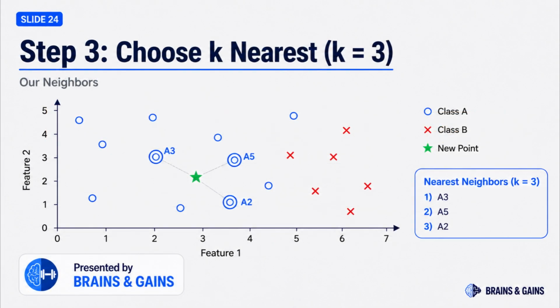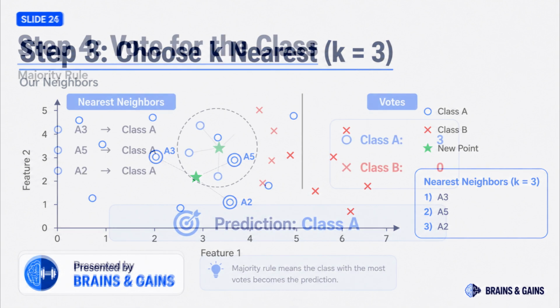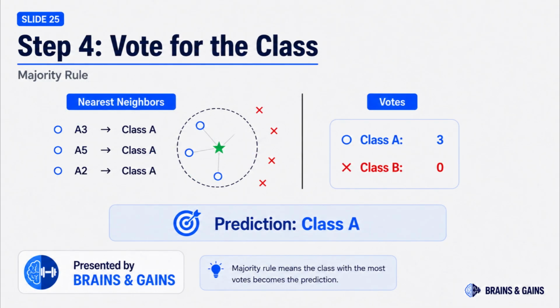The 3 nearest neighbors are A3, A5, and A2. All 3 belong to class A, so these are the observations that will determine the final classification. Now the neighbors vote. Class A receives 3 votes, and Class B receives 0. Since Class A has the majority, the new point is classified as Class A.